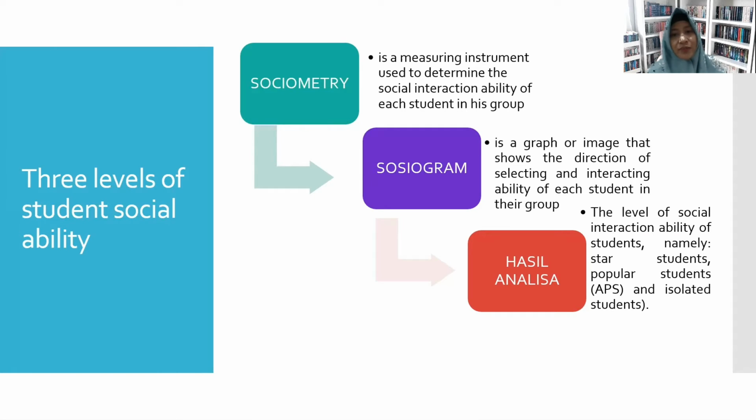Before I explain about star student, let's understand more about sociometry and sociogram. Sociometry is a measuring instrument used to determine the social interaction ability of each student in his group. And sociogram is a graph or image that shows the direction of selecting and interacting ability of each student in that group.